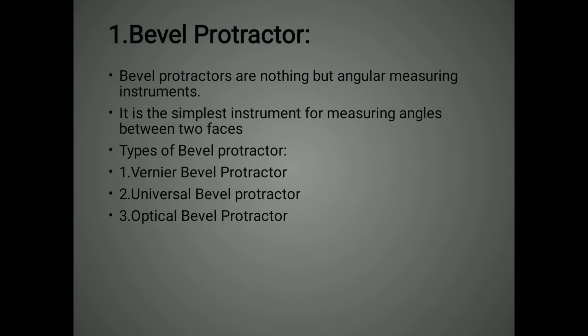Then you can see over here the vernier bevel protractor. The second one is the universal bevel protractor, and the third one is the optical bevel protractor. So these are the three main types which are generally used for the different applications of angle measurement. Let us see in brief what is meant by bevel protractor.